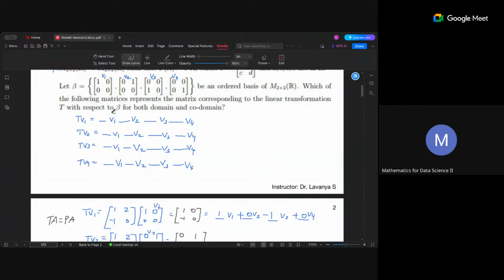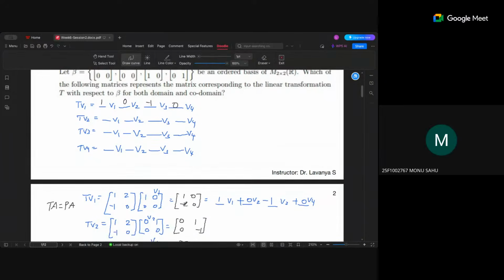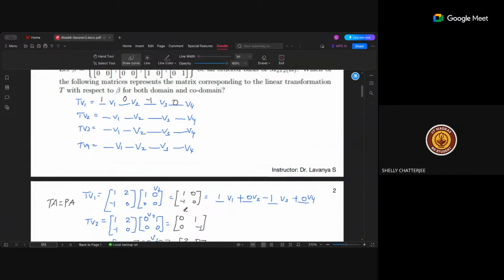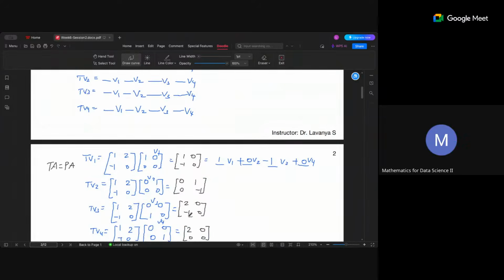Ma'am, in TV3, in second row, first column, instead of minus 1, it's 0. Yes, ma'am. Also, ma'am, TV4 should be 0, 2, 0, 0. It is actually 0, 2, 0, 0. Others are 0, ma'am. And then TV4 is 0, 2, 0, 0.